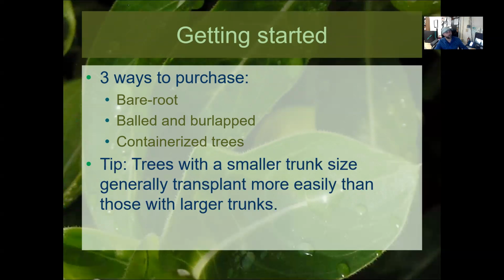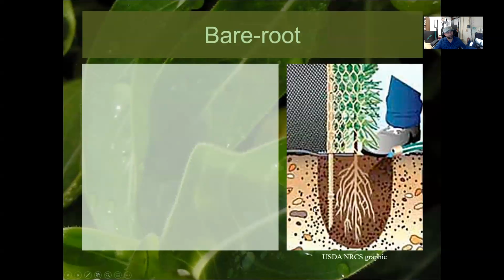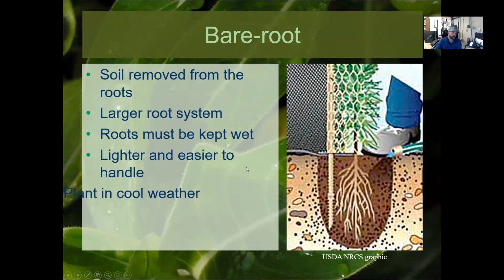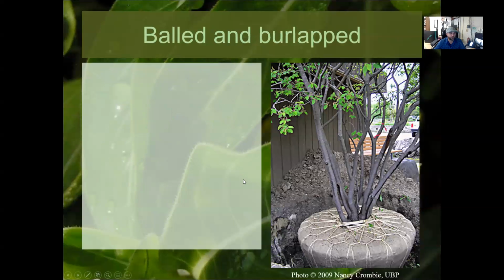And just a tip here, trees with smaller trunk size generally transplant more easily than those with larger trunks. So 3 ways to purchase trees: bare root, soil removed from the roots, larger root systems. Roots must be kept wet, and they are lighter and easier to handle. They can also be planted in cooler weather because they'll warm up as soon as that dirt gets over top of them, but it's not suitable for all trees.